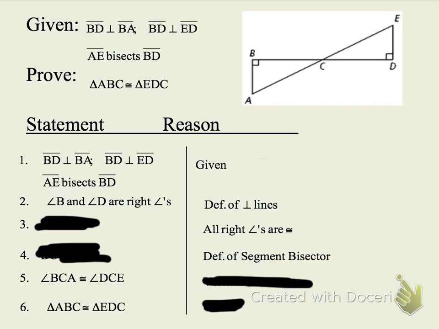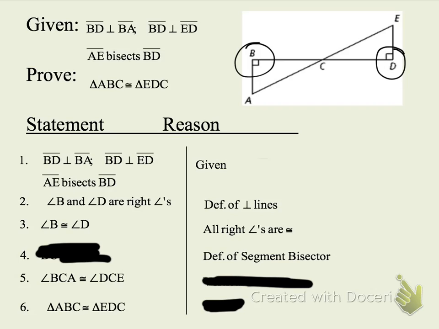Okay, so angle B and angle D are right angles by the definition of perpendicular lines, because whenever we have perpendicular lines, we always have 90-degree angles. We also say all right angles are congruent, so we're going to be talking about this angle here and this angle here. Our vertex is always the angle that's in the center. So we got angle B is congruent to angle D.